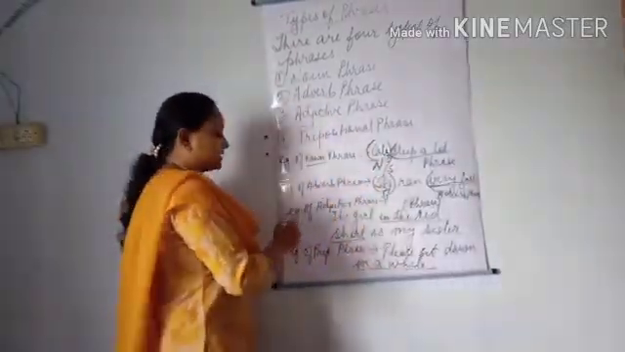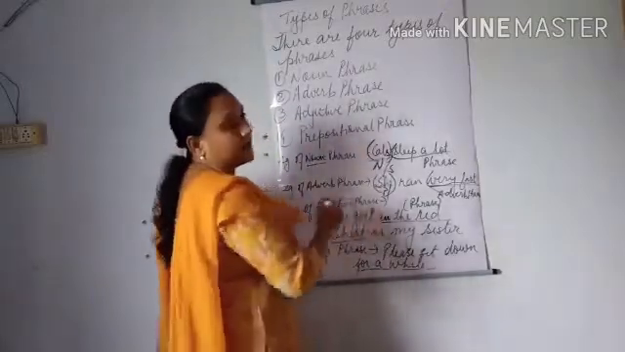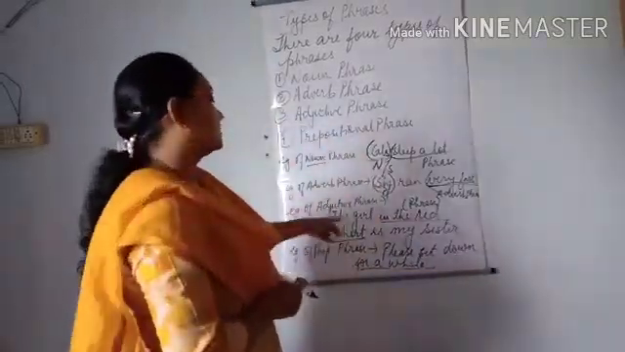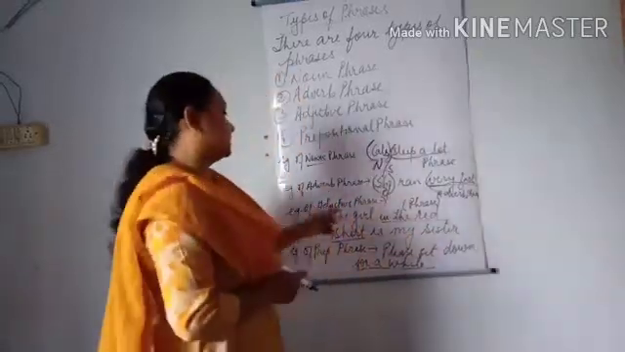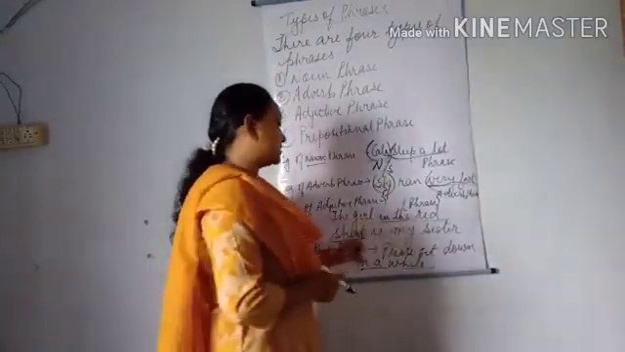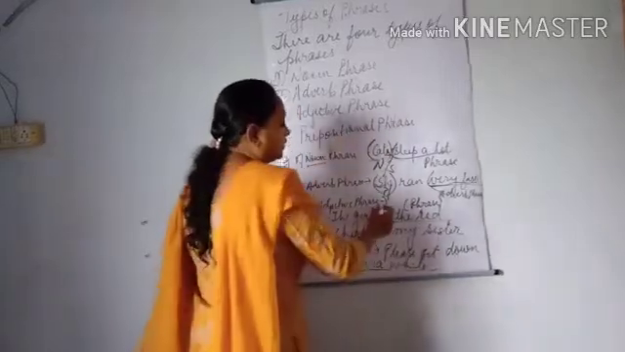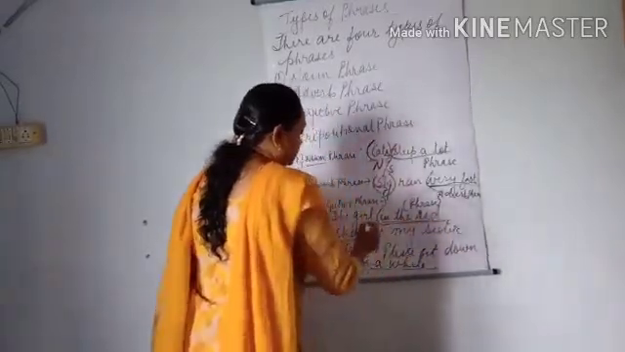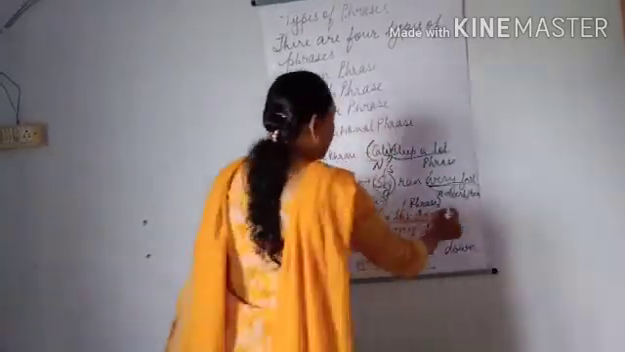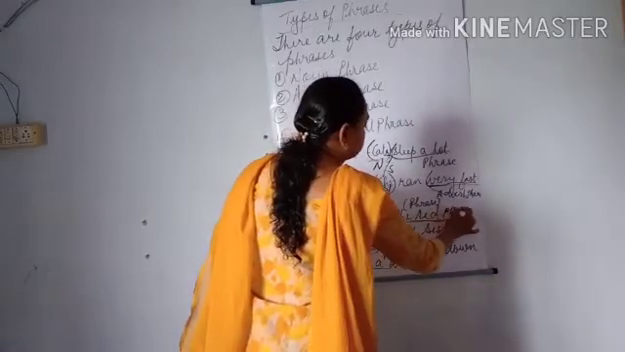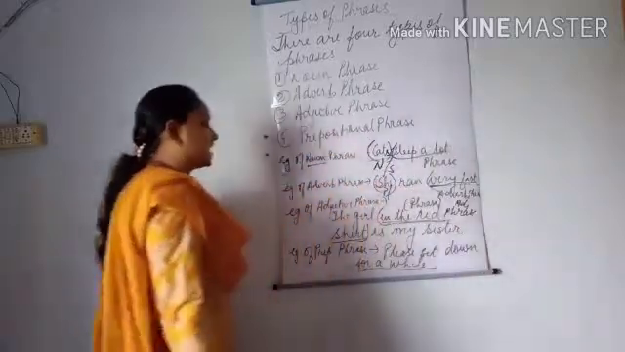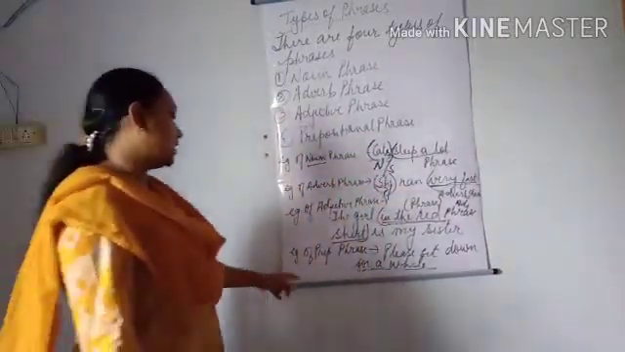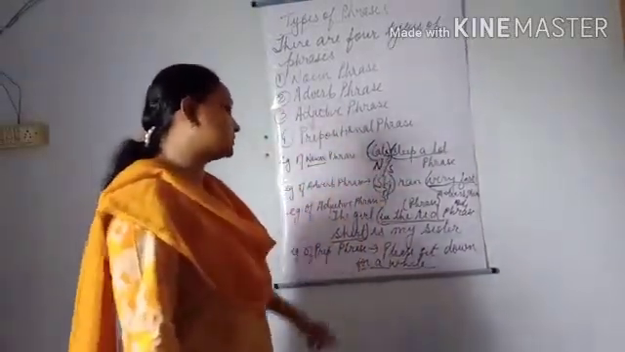Next is the example of adjective phrase. The girl in the red shirt is my sister. The girl in the red shirt is my sister. So, in the red shirt is the adjective phrase.